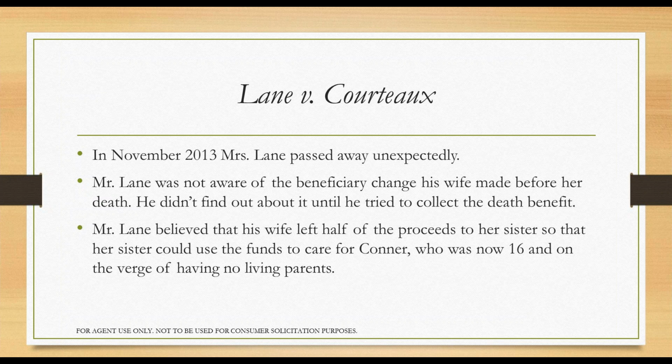He didn't find out about it until he tried to collect the $600,000 death benefit. Found out that his sister-in-law was beneficiary of half the proceeds. And Mr. Lane believed that his wife left half of the proceeds to her sister so that her sister would in fact use the funds to care for Connor, who was 16 at that time, and on the verge of having no living parents because, as you may remember, Mr. Lane was also in a situation where he was terminally ill with cancer.